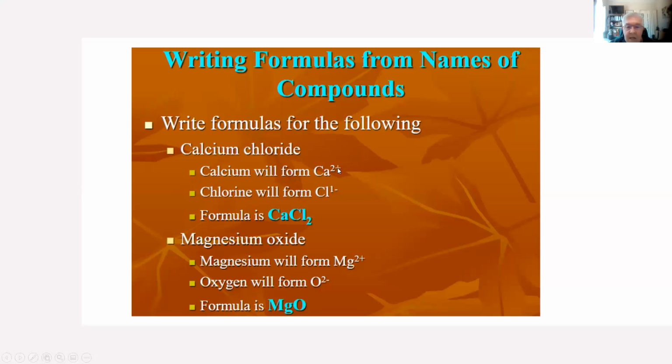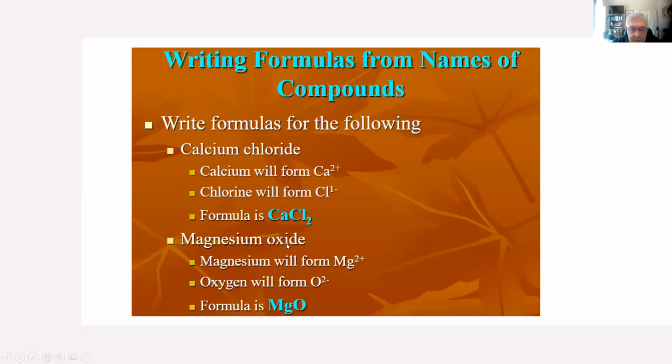As calcium has a charge of 2+, and chlorine has a charge of -1, then you need 2 chlorine to cancel out 2 negative charges with 2 positive charges. So you write here a subscript that indicates that you have 2 chlorine per 1 calcium. And now the compound is correct.